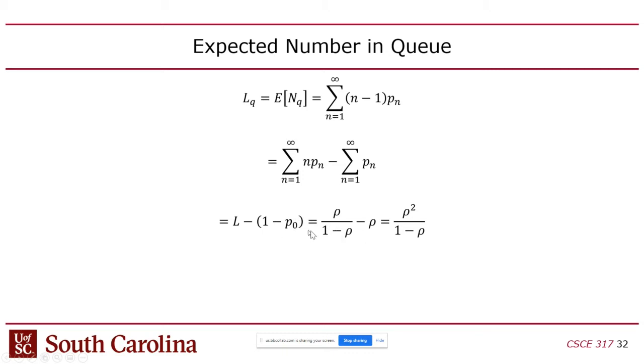So P sub 0 is rho, right? Yeah, P sub 0 is rho. So rho over 1 minus rho is L. We subtract 1 minus P sub 0, which is rho, and then we can rewrite that as rho squared over 1 minus rho. So that's the expected number of values in the queue.